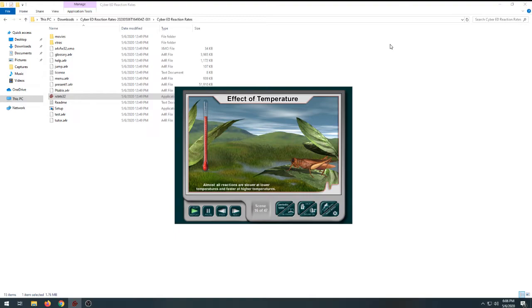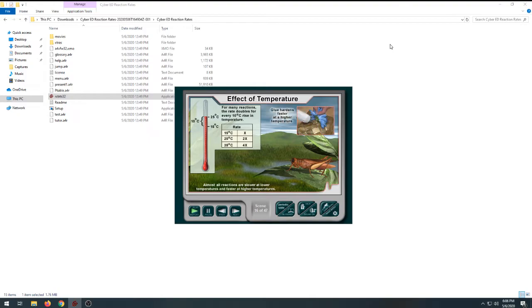Almost all reactions are slower at lower temperatures and faster at higher temperatures. For many chemical reactions, the reaction rate doubles for every 10 degrees Celsius rise in temperature, though this is a crude approximation. An example of a reaction that takes place faster at higher temperatures is the hardening of glue. This means you have less time to work with the glue at higher temperatures before it hardens.